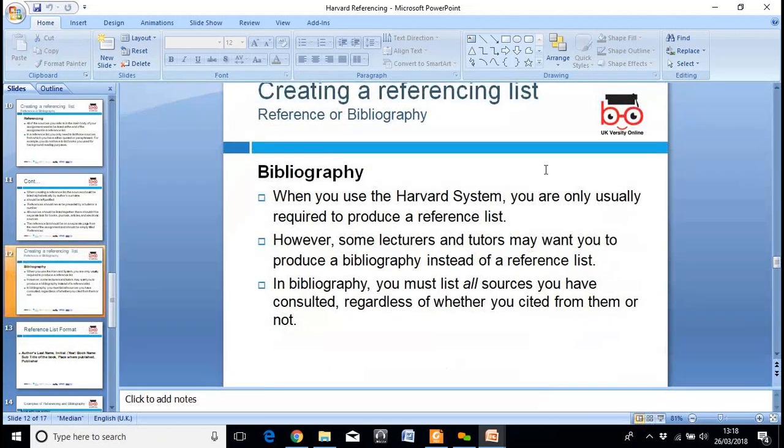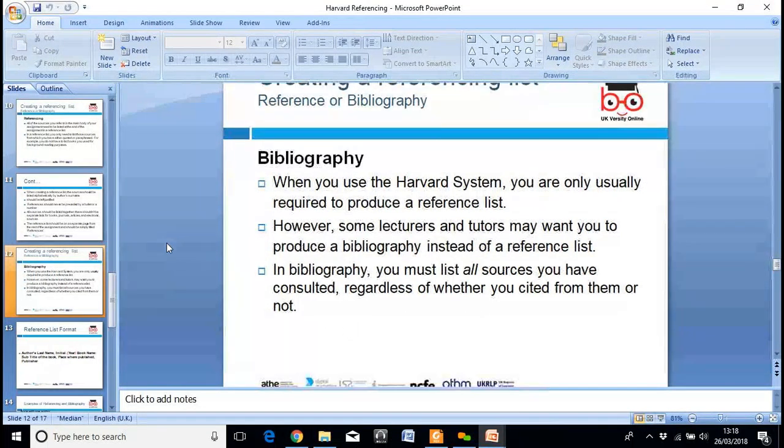Oh, this is mentioned. I've already mentioned this. The bibliography, when you use the Harvard system, you are usually only required to produce a reference list. Some lecturer tutors may want to produce a bibliography instead. In the bibliography, you will see all the sources you've consulted, regardless of whether you've cited them or used them in the actual piece. That is basically just what I said to you before.